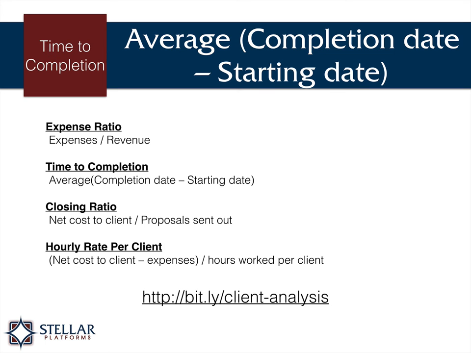The second formula is the time to completion. You record all of your starting dates with all of your clients and all of your completion dates when the projects are done. You pop in this simple formula and then you get a number of days. You do an average for all of your clients, and then you can see in the data how long it takes you to finish a project.